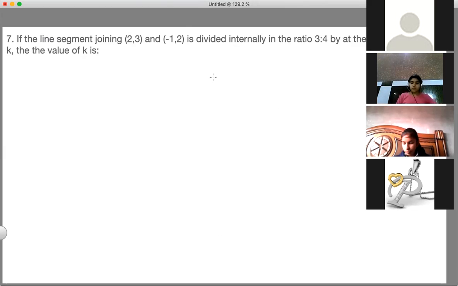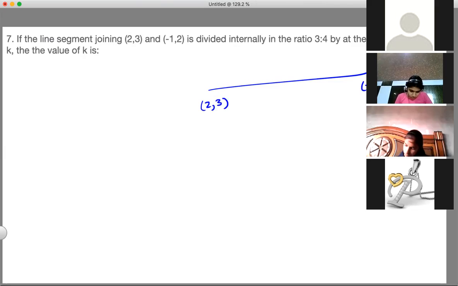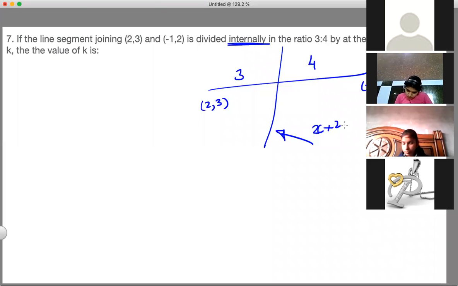Okay, again, as usual, we will first draw it, right? So this point is (2, 3) and this point is (-1, 2). This is divided in a ratio 3:4 internally, because it has been told that it is internal, so we know where it divides. And this line is x + 2y = k.